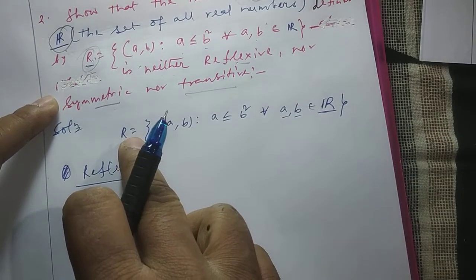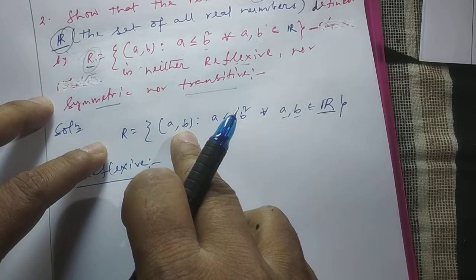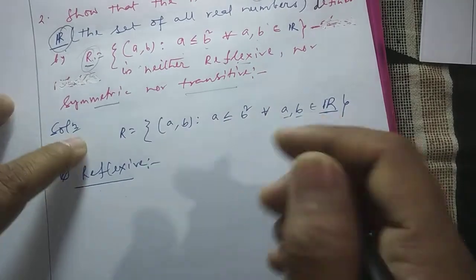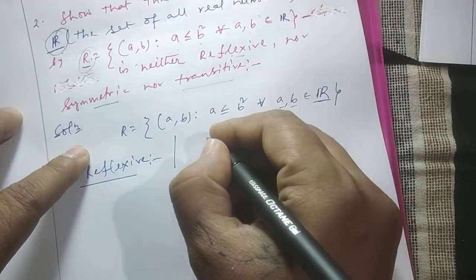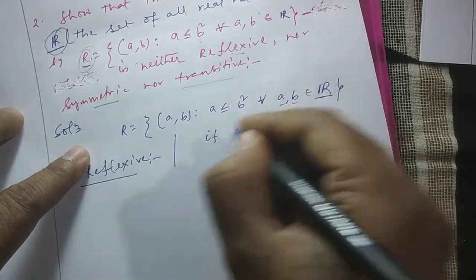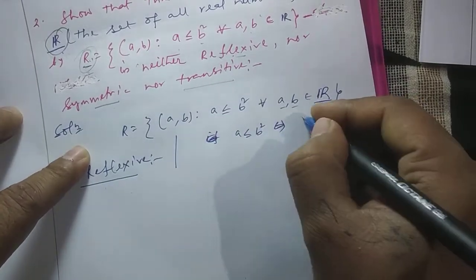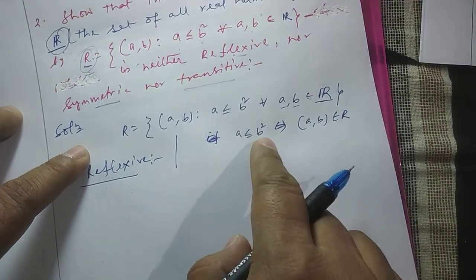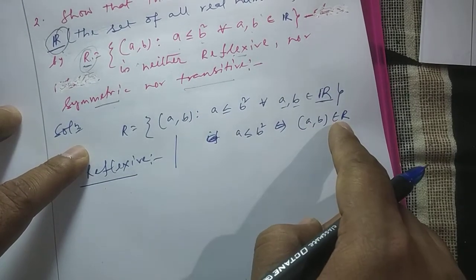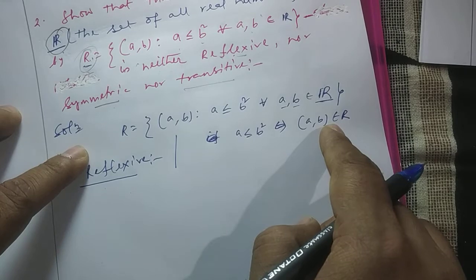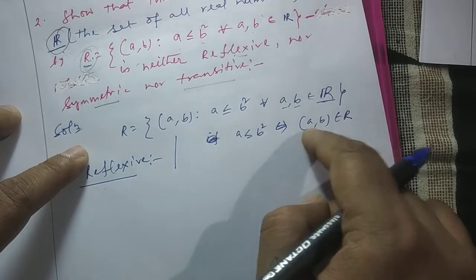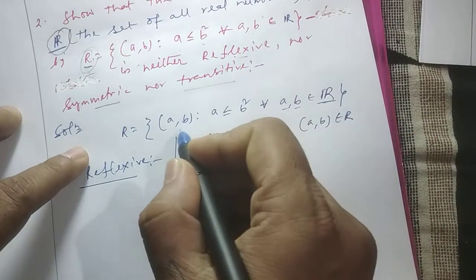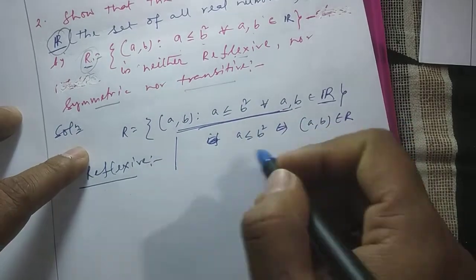That means R is the set of all ordered pairs of the form (a, b), and a and b are related if a is less than or equal to b². That means if a ≤ b², which implies (a, b) belongs to R, then the ordered pair (a, b) satisfies relation R. Or conversely, we can say if (a, b) belongs to R, then a ≤ b². That is the main meaning of this definition in short.